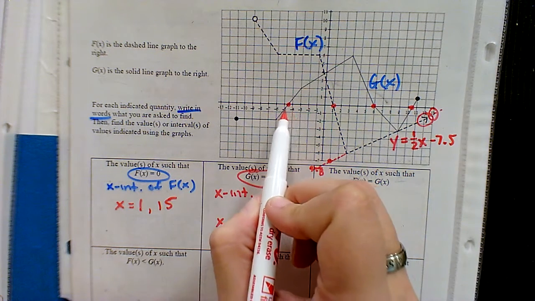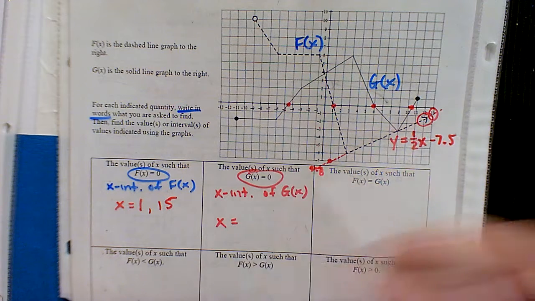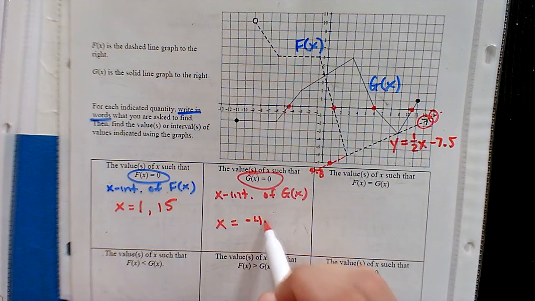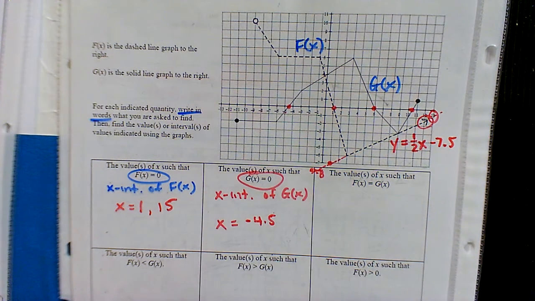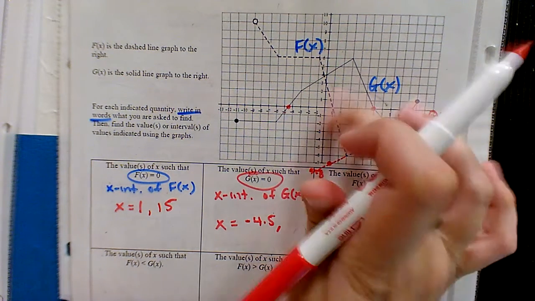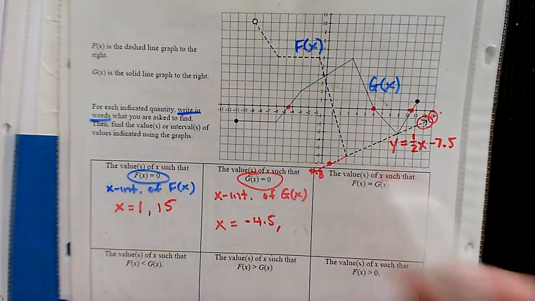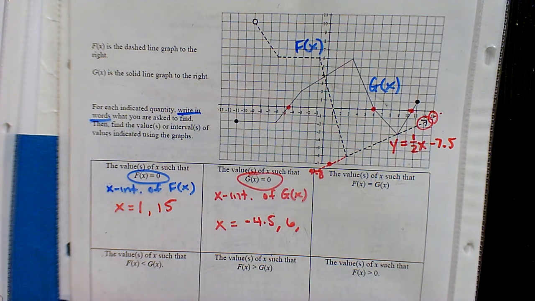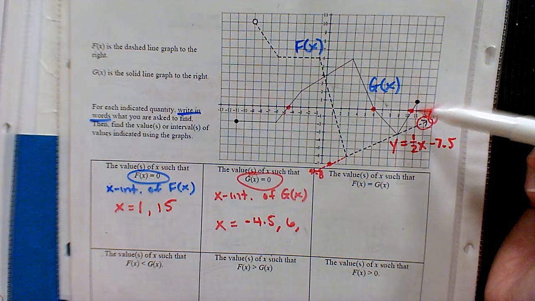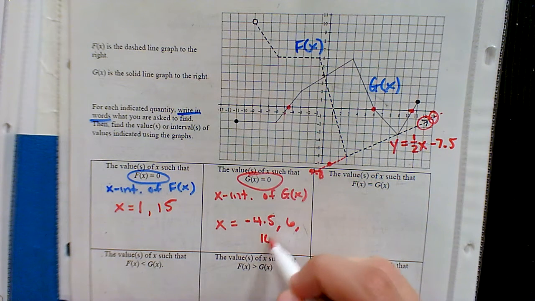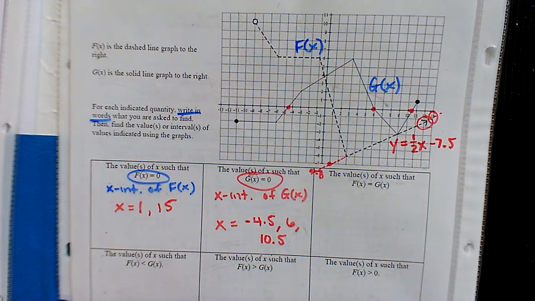Okay, so we're not quite sure what that x-intercept is. Maybe we'll guess -4.5. Okay, I'm okay with approximations. Looks like the next one, though, is exactly 6, so that's nice. And then the next one between 10 and 11 will approximate 10.5. We're doing okay?